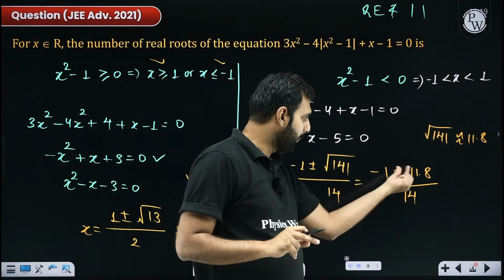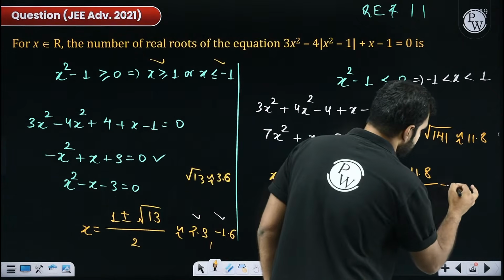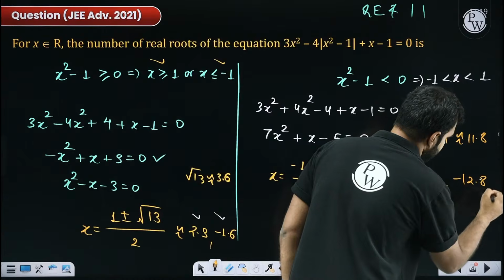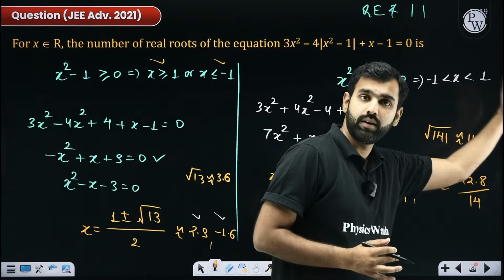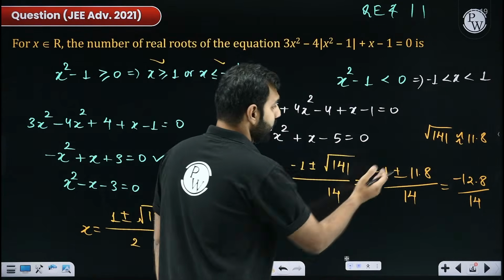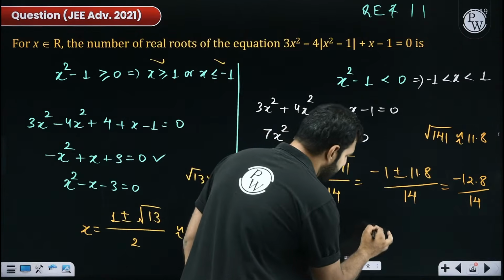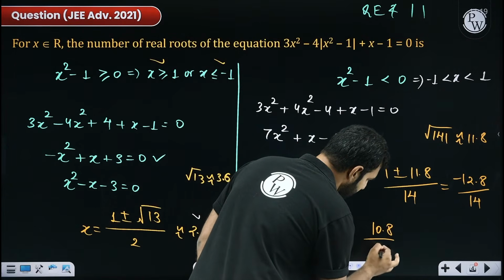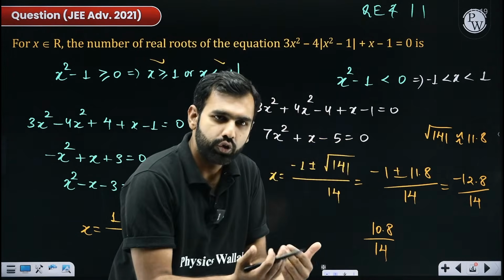Now pay attention to this part. Minus 1 minus 11.8, that is minus 12.8. So this is minus 12.8 divided by 14. If I divide it by 14, it will clearly be greater than minus 1. I hope you are getting it. And if I add 11.8, that is 11.8 minus 1, that will be 10.8, and 10.8 divided by 14 will also be less than 1.